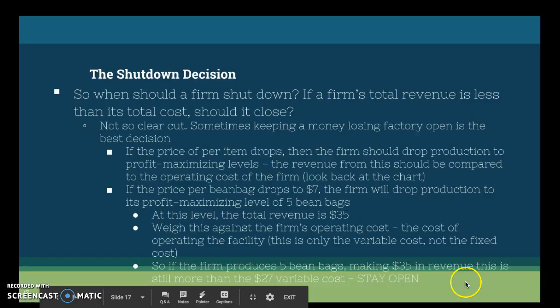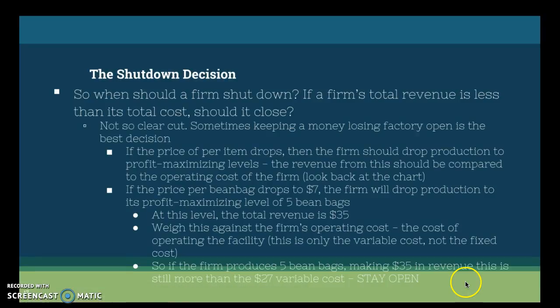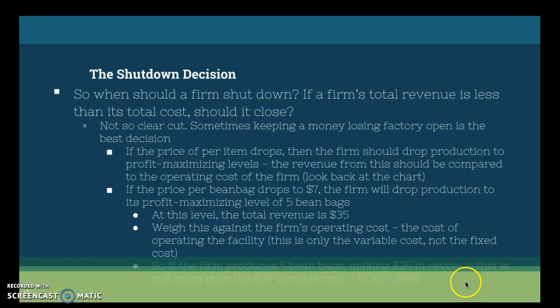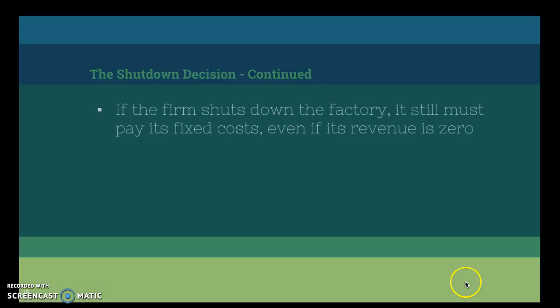So if the firm produces 5 beanbags making $35 in revenue, this is still more than the $27 variable cost, so stay open. Okay, revenue greater than variable cost, stay open. Ooh, and look, I did it twice because apparently it's important 3 times.